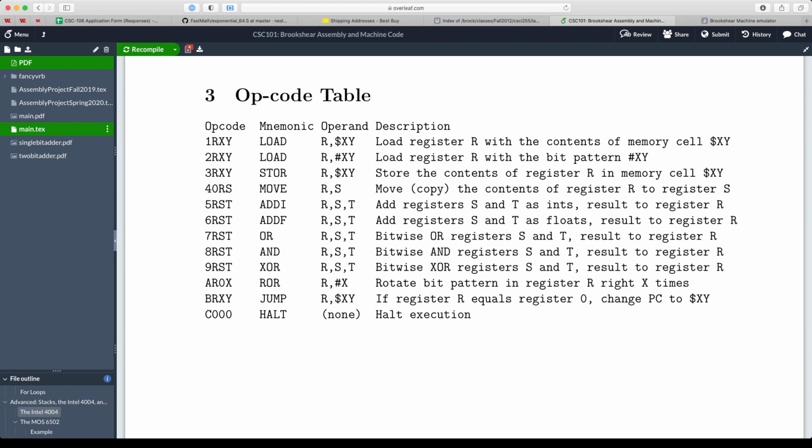Well, what can we do? We can move data from one place to another. So we have here two different load instructions. So read them there, right? The first one is load a register with the contents of a memory cell. The other one is load a register with a bit pattern. And I've used X and Y here to just represent whatever.